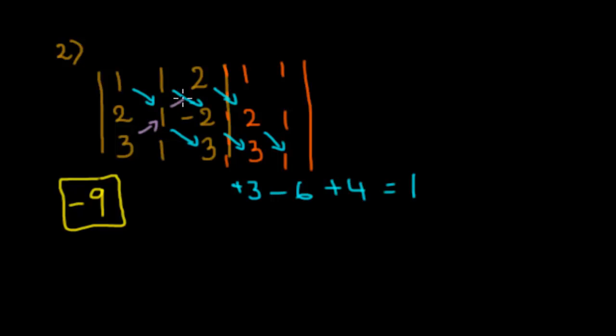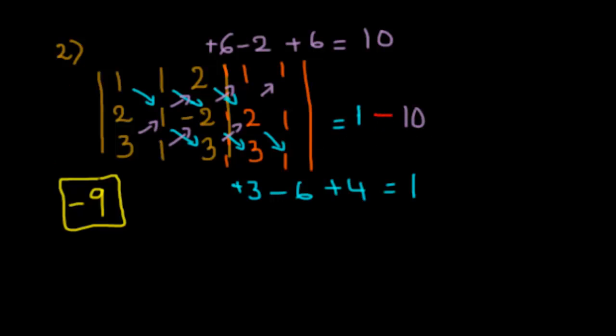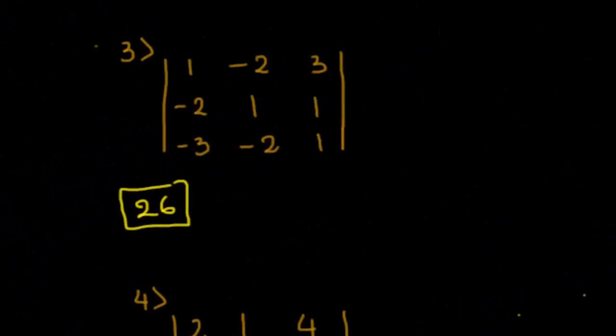3 times 1 times 2 gives me positive 6. 1 times negative 2 times 1 is negative 2. And 3 times 2 times 1 gives me another positive 6. And they add up to positive 10. Then we have the concept bottom subtract top. So 1 minus 10. 1 minus 10 will give me negative 9. There we go. That's the answer for the second.